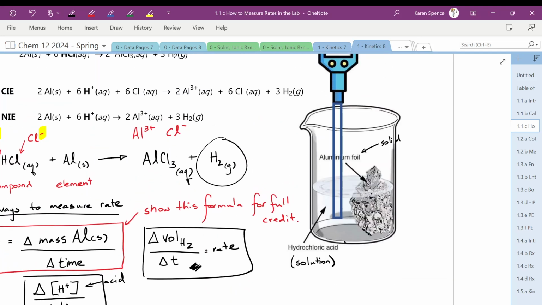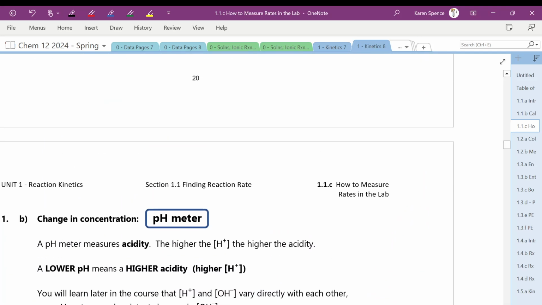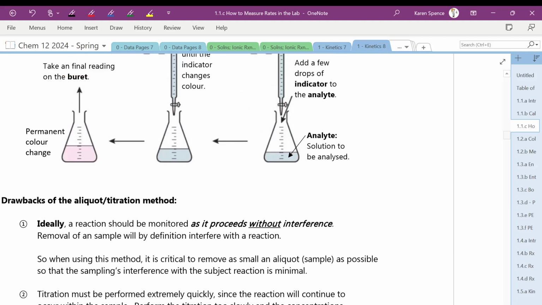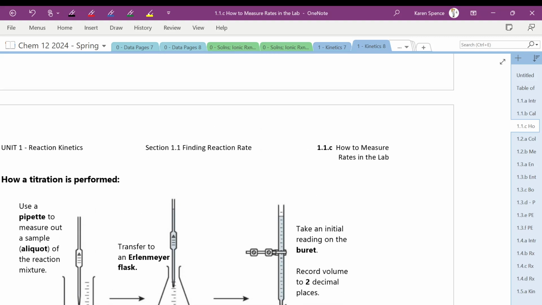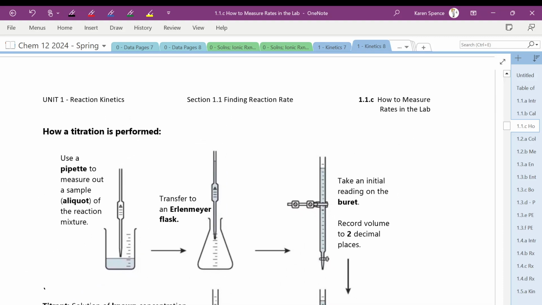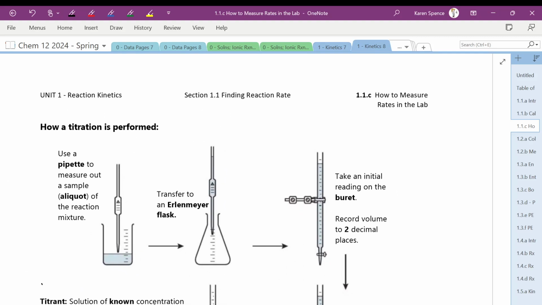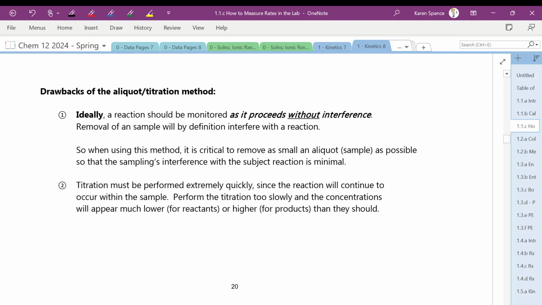Colored species, those are good. pH meter, that's good. Oh, if I have some ion that I don't have a way of measuring, I might be able to find its concentration via a titration. And this is on page 20.